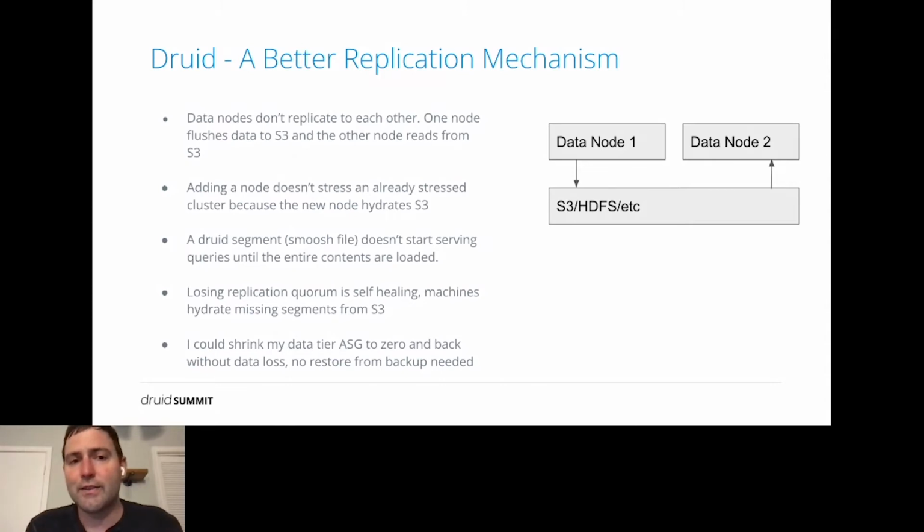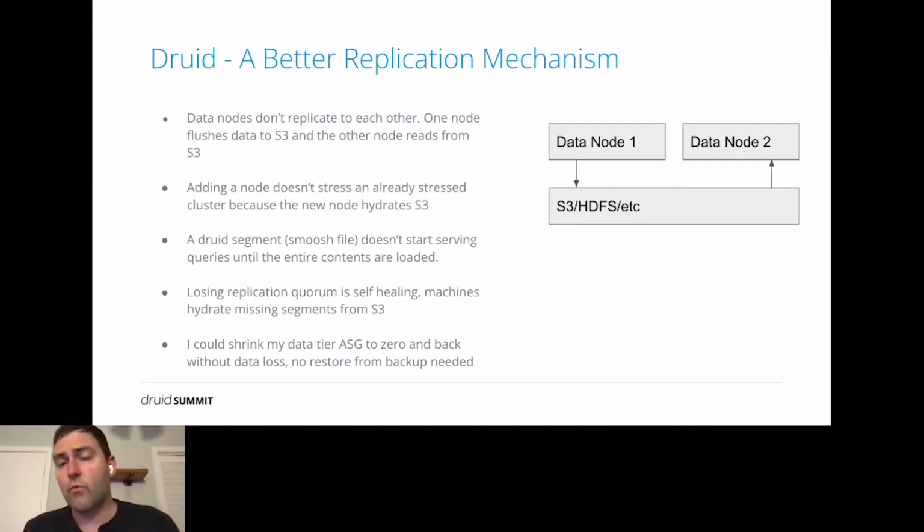And this is wonderful when I need to add a new node because I've maxed out the capacity on the hardware that I have, because the new node can hydrate from S3 and not have to stress already stressed machines. Makes it much faster and cleaner to scale up when I need it to happen fast.